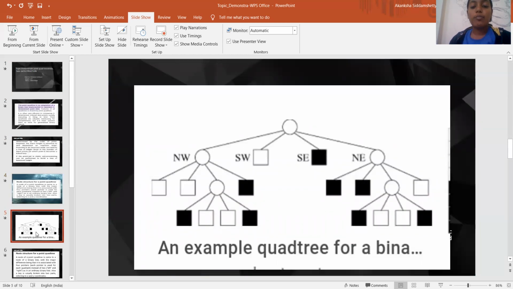Here we can see an example of a quadtree for a binary search. Here there are four quadrants: NW, SW, SE, NE. These are again subdivided. This is an example of a quadtree.